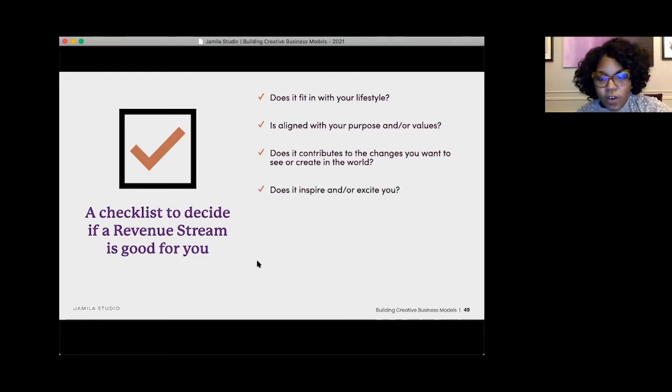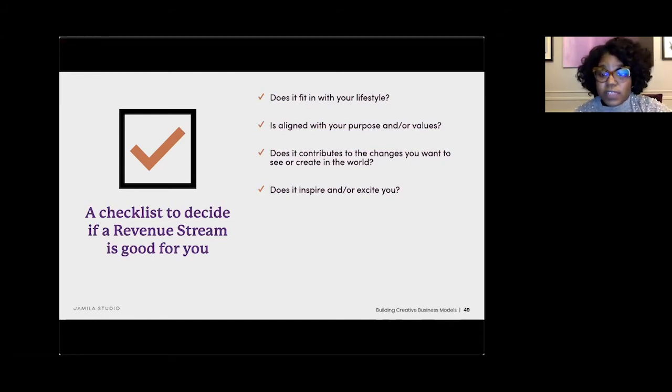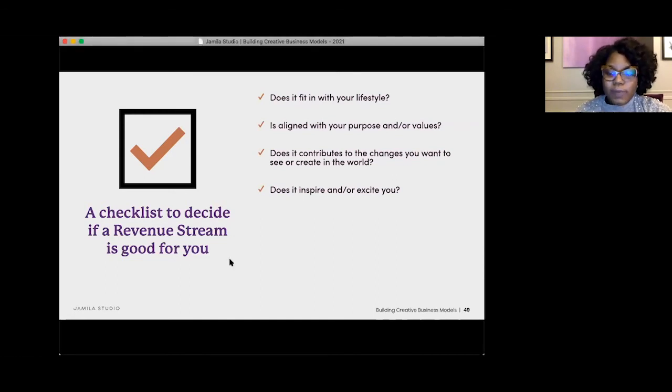Does it inspire or excite you? Maybe you're really inspired by doing one-on-one consultations, and that's what you want to do. You would much rather do that than just do a digital class where someone pays for it and they never see you, you never get to interact with them. What inspires you?